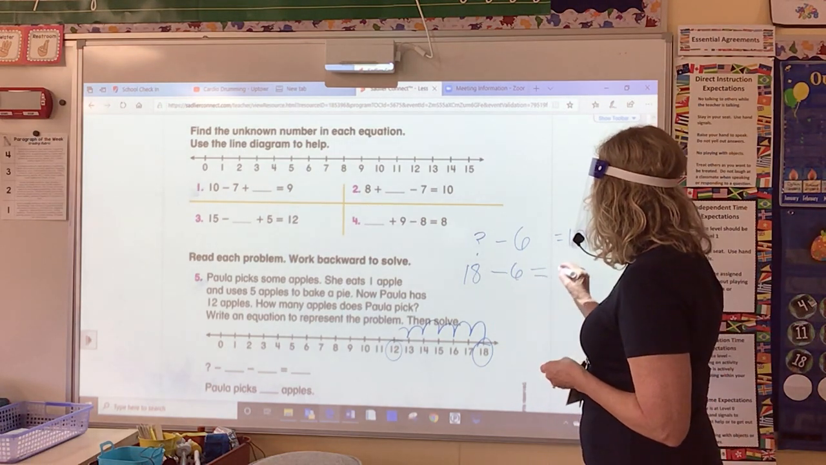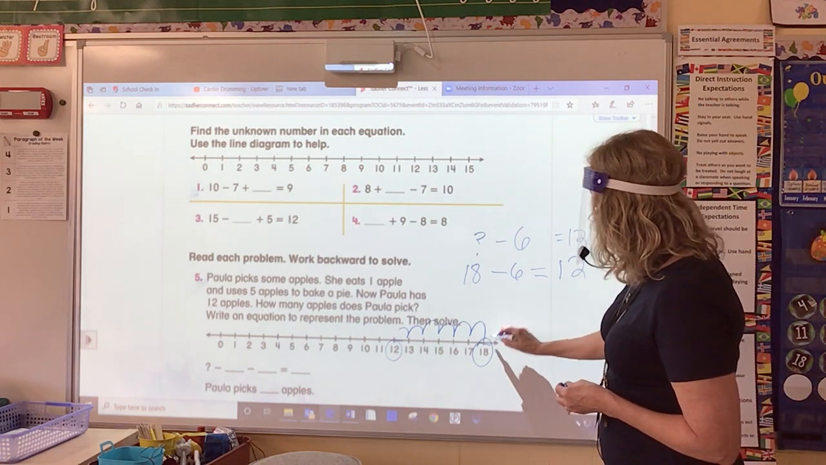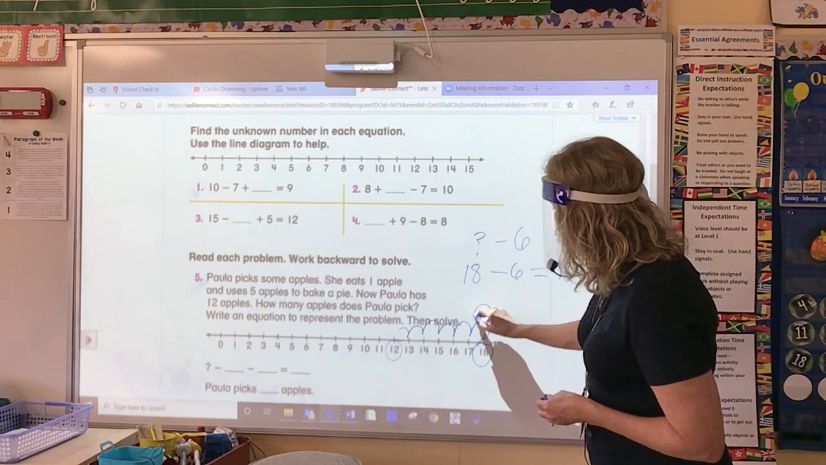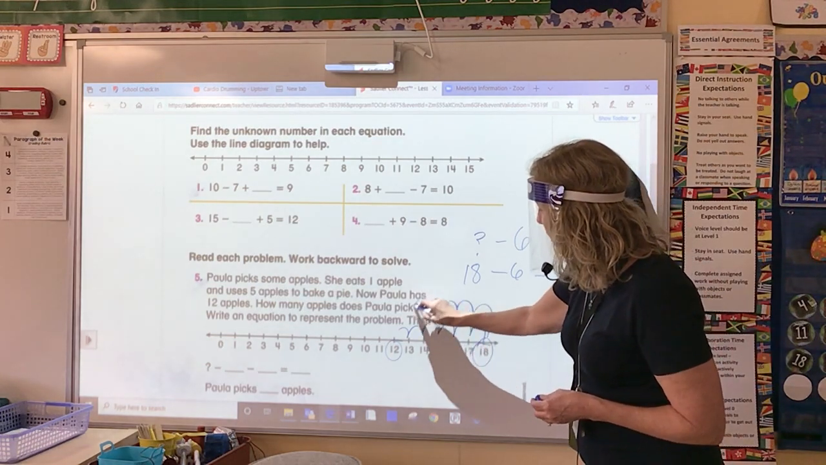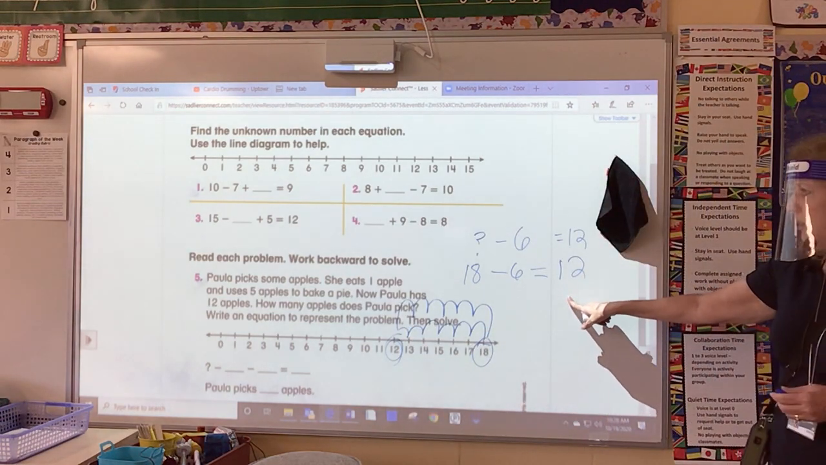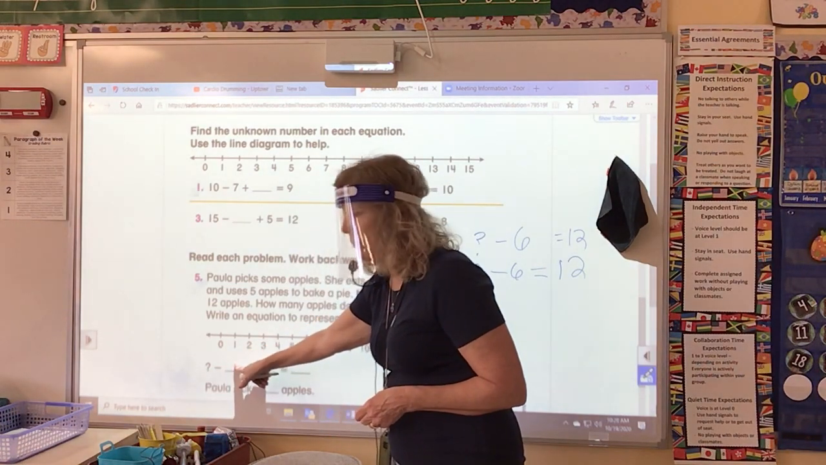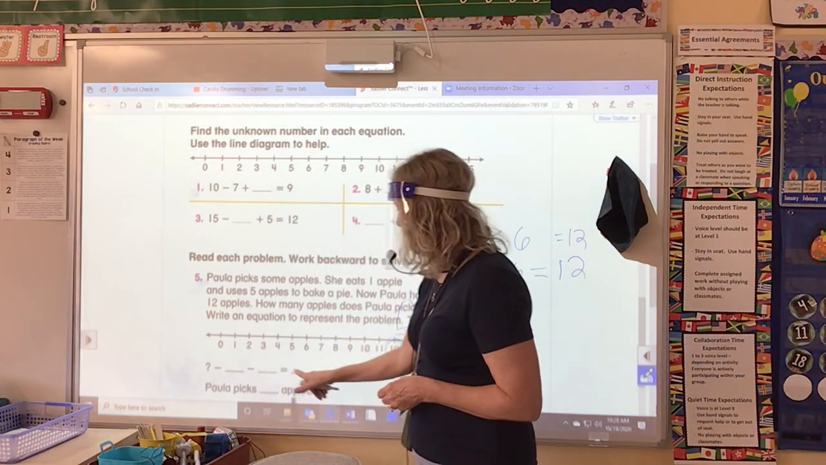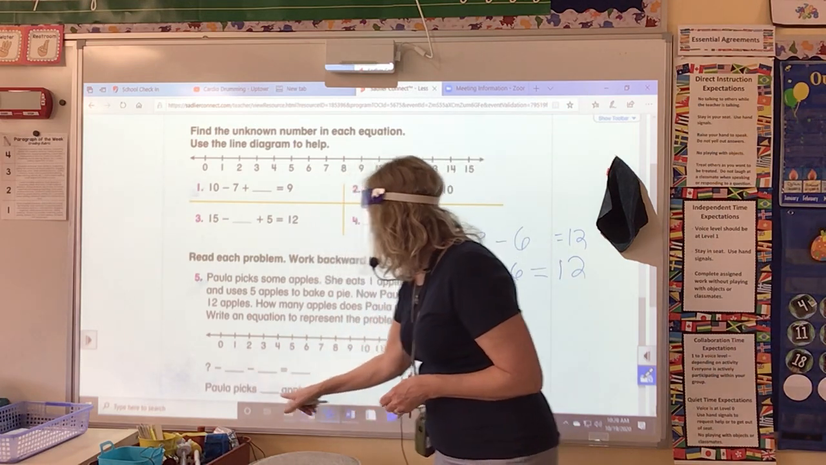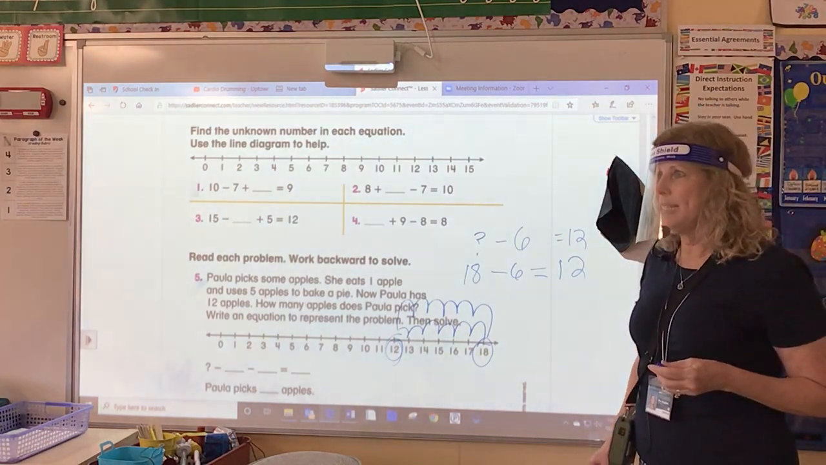18 minus 6 equals 12. So if we start with our 18, let's count back 6. 1, 2, 3, 4, 5, and 6. And we're right back at the 12. All right, so right here, minus your 1, minus your 5 equals 12. And we would know that she picked 18 altogether.